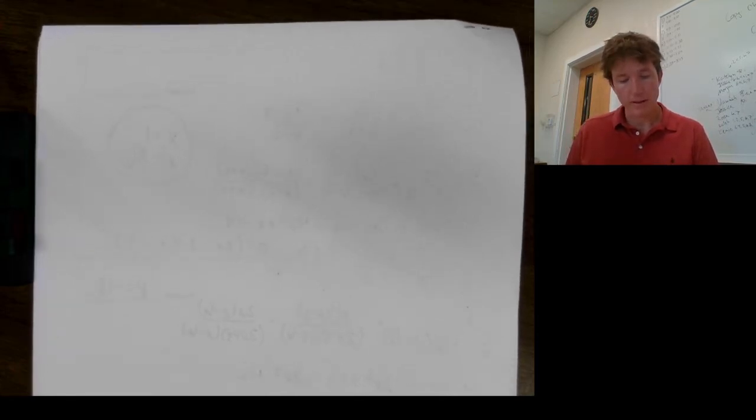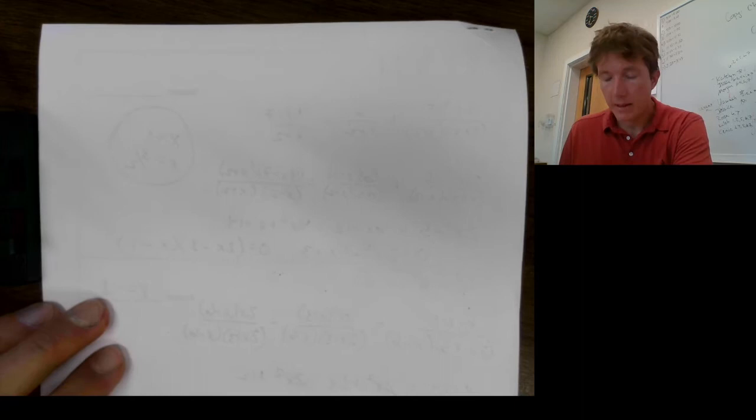Alright, so we're going to go over number 22 in the homework. It says Carlos can travel 40 miles on his motorbike in the same time it takes Paul to travel 15 miles on his bicycle. If Paul rides his bike 20 miles an hour slower than Carlos rides his motorbike, find the speed for each bike.